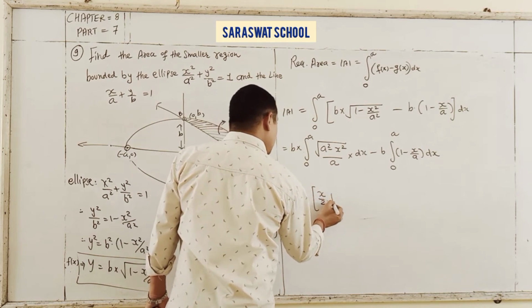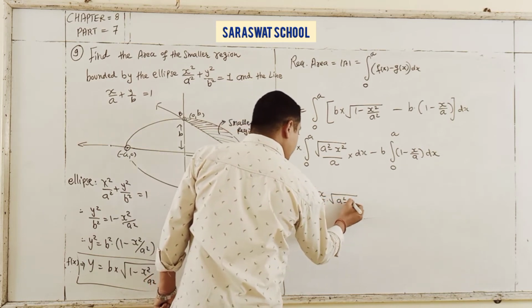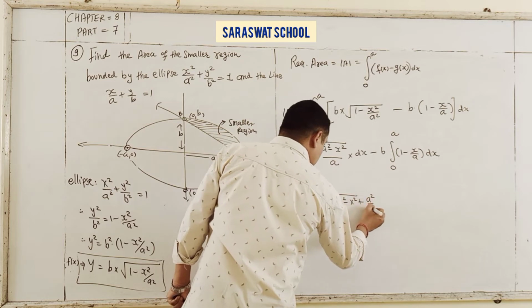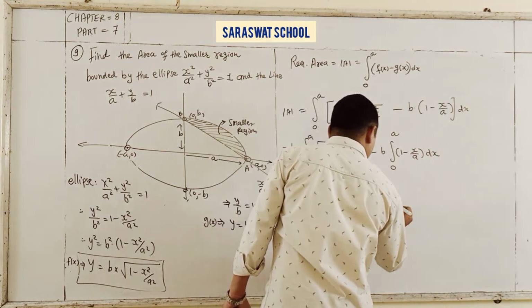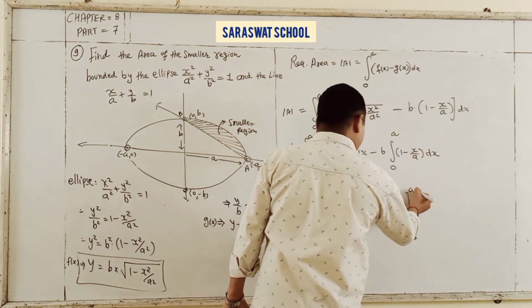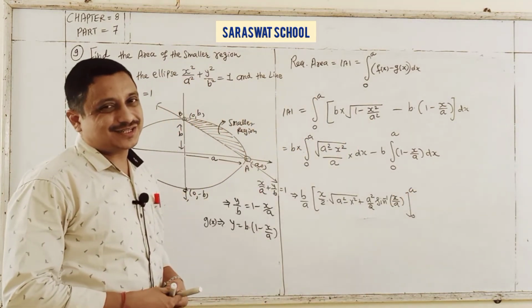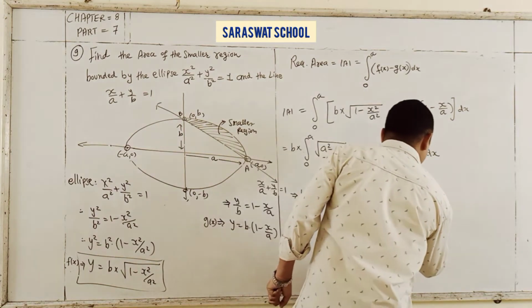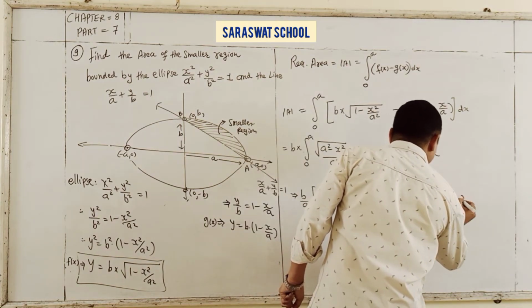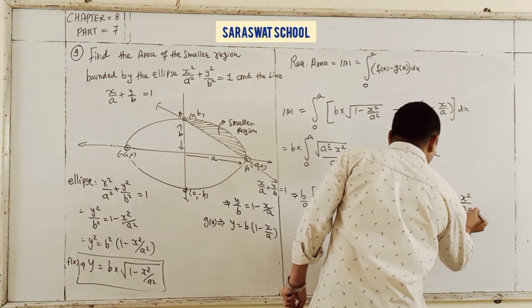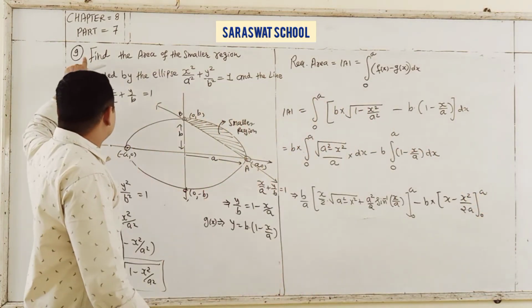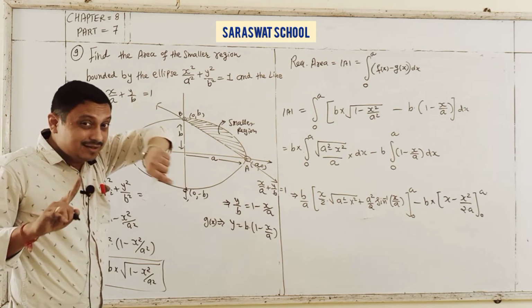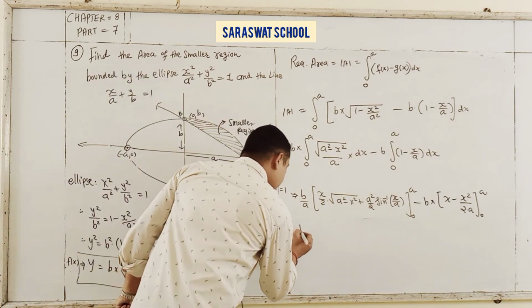x by 2 under root a square minus x square, plus a square by 2 sine inverse x by a. Limit is known, 0 comma a. And another is known very well, b, which is x, here x square by 2a, 0 to a. Now it means question 8 and question 9 are similar, eh? Yes, it is b by a.